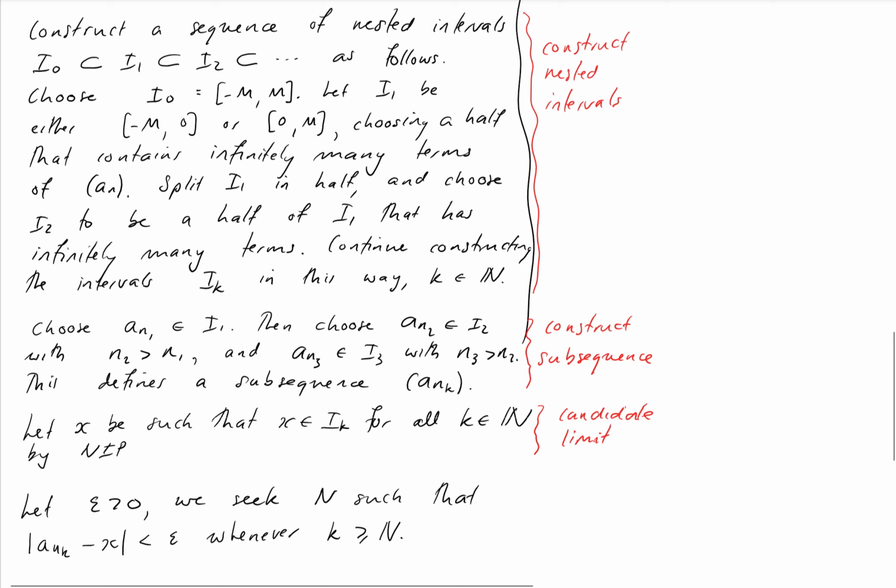Alright, so we've got ourselves an epsilon fixed, and now we're going to look for an n. Okay, how do we do that? Well, turns out that's not too hard either. If we look at our intervals again, let's just look at the length of the interval k. So length of interval k.